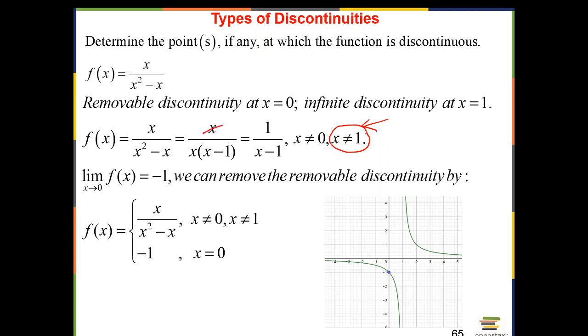And then at 0, since we can cancel the x, the limit is going to be what? What's the limit of f of x when x approaches 0? Well, it would be 1 over 0 minus 1, which is negative 1. Right? So there is a removable discontinuity at 0 because the limit exists. Can we remove it? Yes, we can define it this way. We can let f of x be whatever we are given here when x is not 0 and when x is not 1, and then define f of x to be negative 1 when x is 0. And it's going to look like this. So this is the function without the extra piece that we added. This function would have a hole here. But since we fill that hole with this, now it's continuous over its domain.